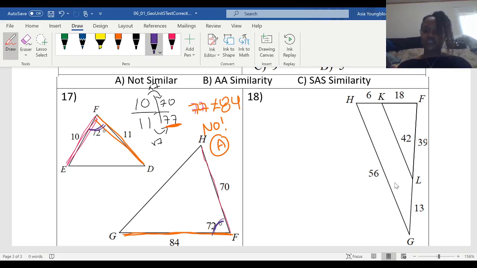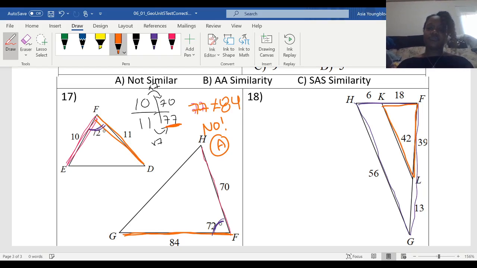So we have a larger triangle, HFG, that's our larger triangle, and a smaller triangle, KFL.